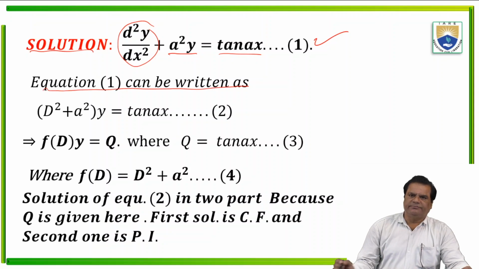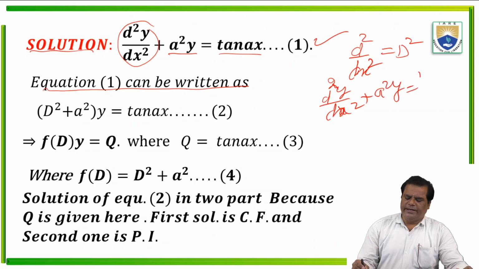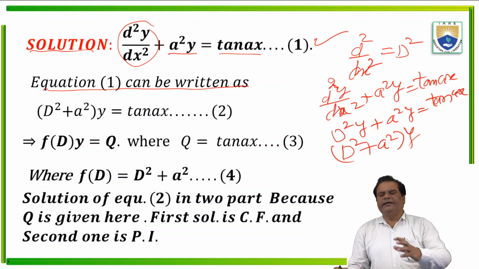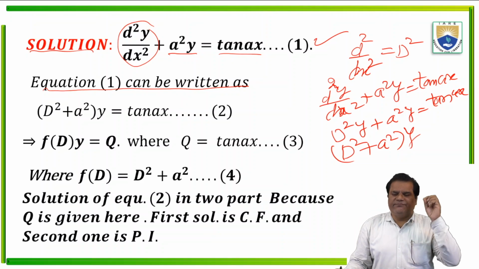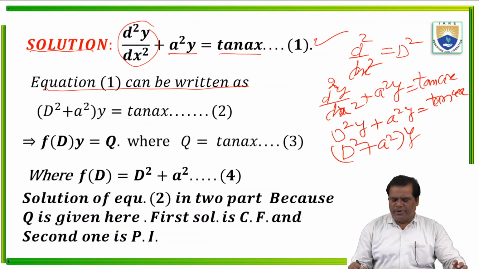So equation 1 can be written in D form. Here d2 over dx2, I am telling you several times, is D square. So I am writing d2y over dx2 and plus a square y equal to 10ax, that is D square y plus a square y equal to 10ax. Here y is common, so D square plus a square, taking y common. Y is taken common to the right hand side, because y is the differentiable function in our differential equation. If you take it to the left hand side, then your answer is wrong 100%. So the function is taken common on the right hand side, equal to 10ax.